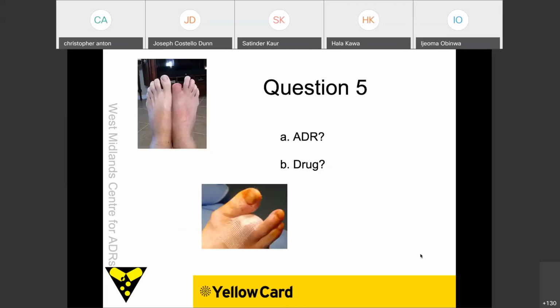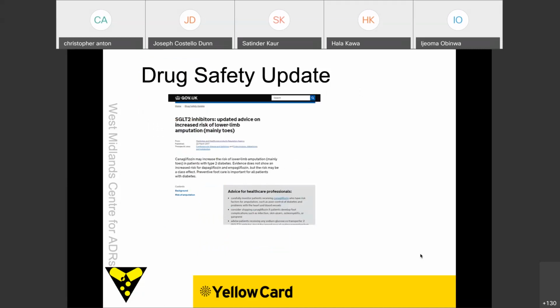So this is another question here, and there was actually a drug safety update about this. Does anyone know what the adverse drug reaction here is and what sort of drugs can cause this? I'll also put the link to the drug safety update website into the chat function once we've finished the quiz. So the adverse drug reaction is that there is an increased risk of lower limb amputations, specifically toes, with SGLT2 inhibitors. And this is the drug safety update for that.